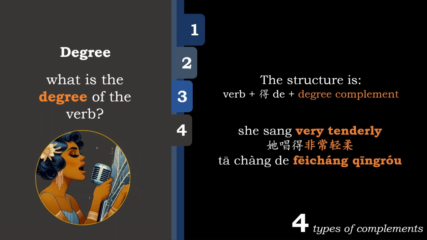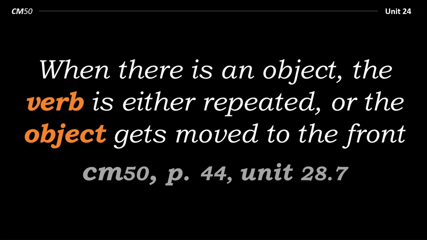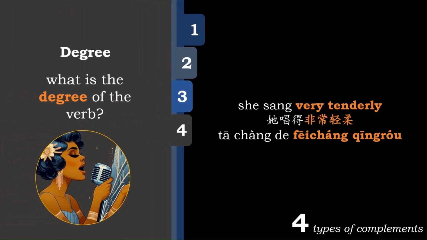She sang very tenderly. 她唱得非常轻柔. Now, when there is an object, the verb is either repeated or the object gets moved to the front. So going back to this sentence, there is no object. There is only the subject, she, 她, the verb, sang, 唱, then 的, then the complement, very tenderly, 非常轻柔.